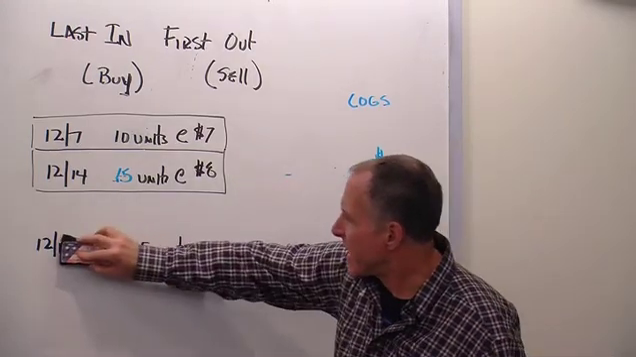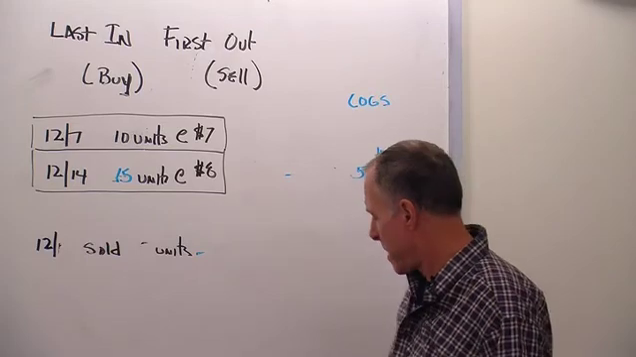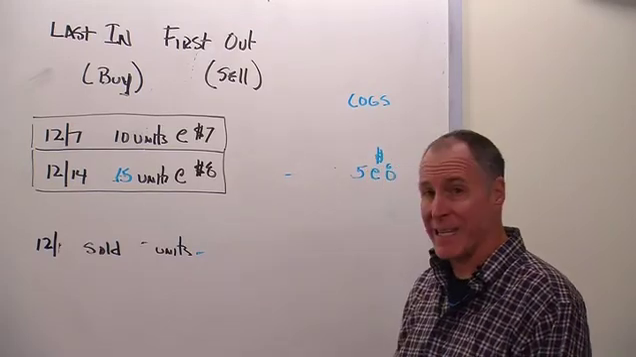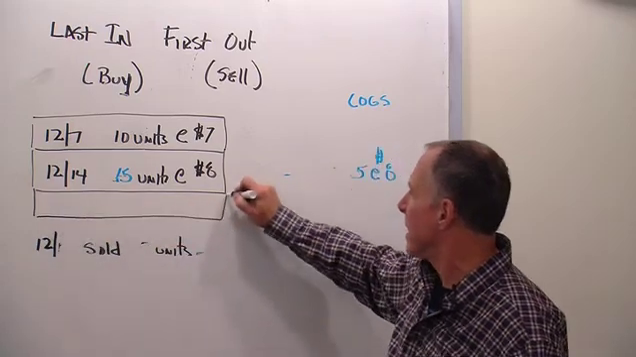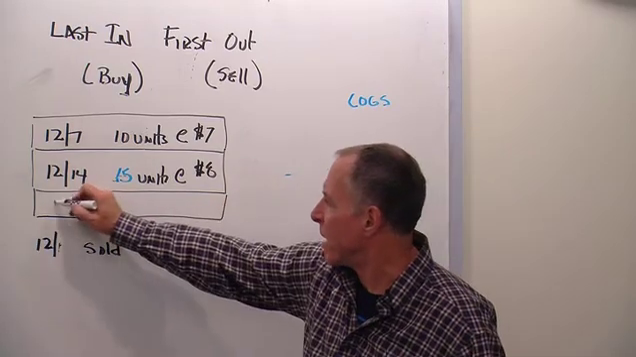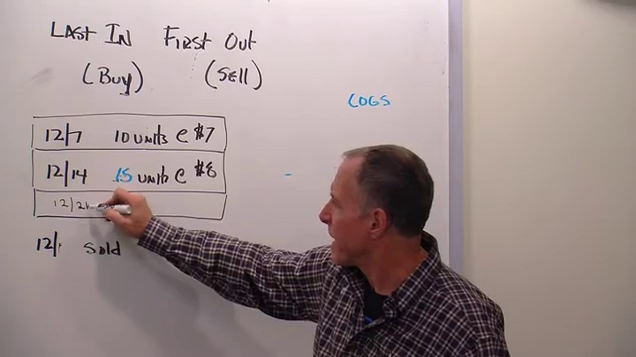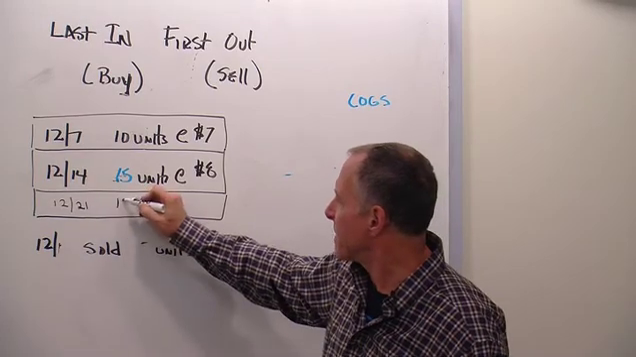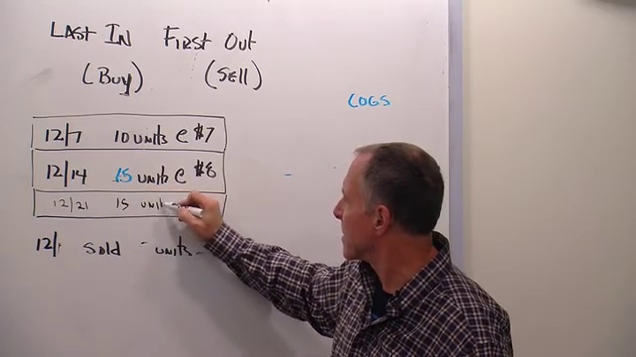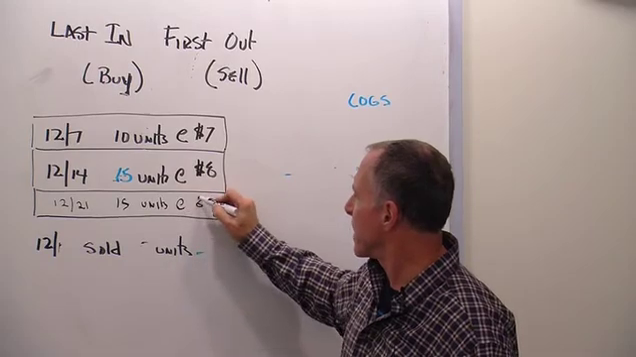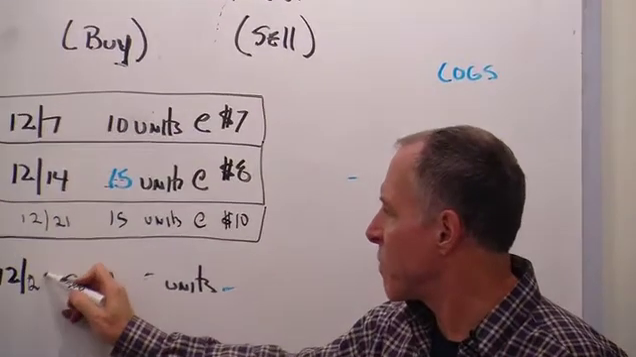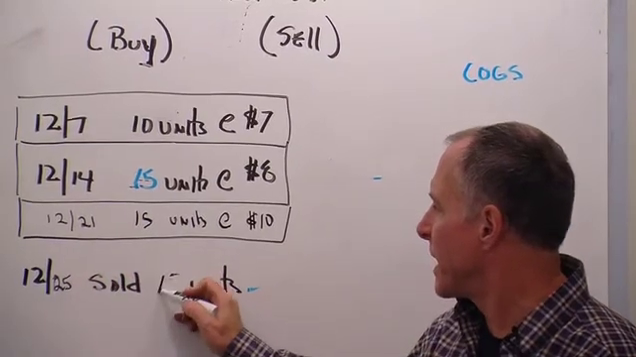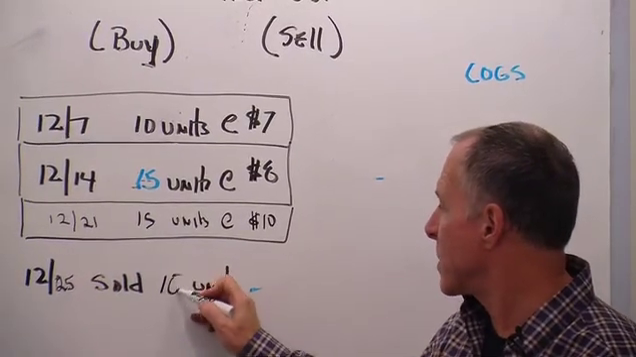Then what happened? Well, I'm going to erase this right here. When we get down to the end of the month, we're going to sell some more units. But in the meantime, I laid out another layer, and that other layer was on 12/21. I bought another 15 units, and those 15 units were at $10 apiece. And then right at the end of the month, on the 25th, I sold 10 more units.